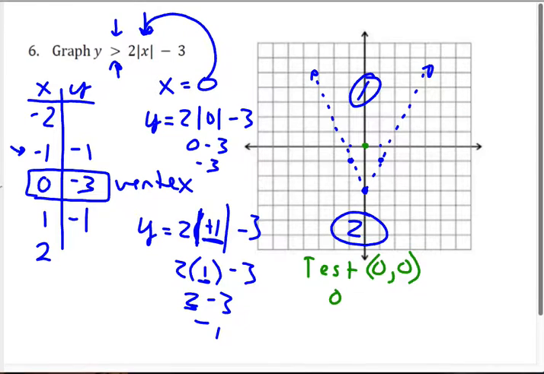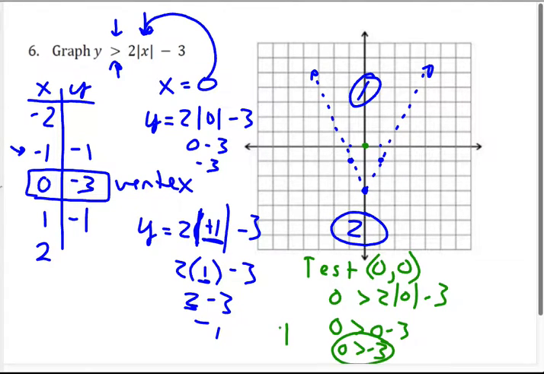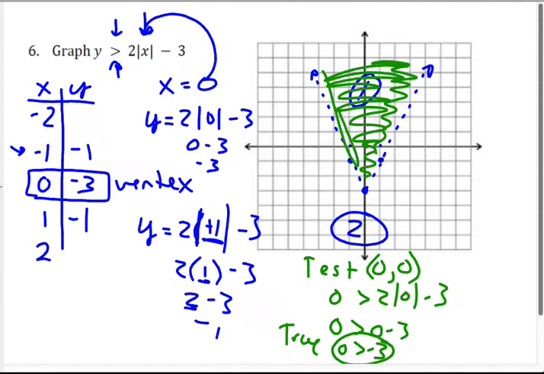What do we got? 0 is greater than 2 times the absolute value of 0 minus 3. So 0 is greater than, well, the absolute value of 0 is 0. 0 times 2 is 0. And I end up with, is 0 greater than negative 3? Finally, we have a true statement. So that means I shade the side that contains that checkpoint. Well, that means I'm going to shade everything inside here. There we go.